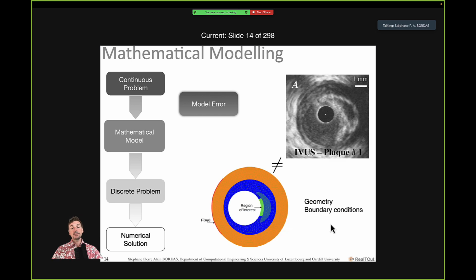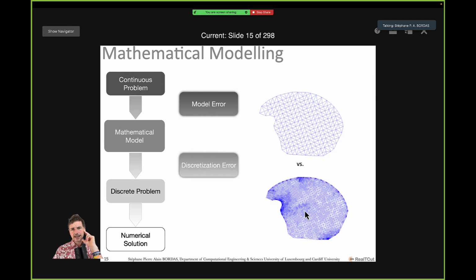Okay, so then what's next? Well, then the geometry and the boundary conditions are also incorrect, because of course, as we said, there is some friction, there is some contact, there is some sliding and so on, and these need to be taken into account. One cannot only assume that the artery is fixed, for example. This is clearly not the case.